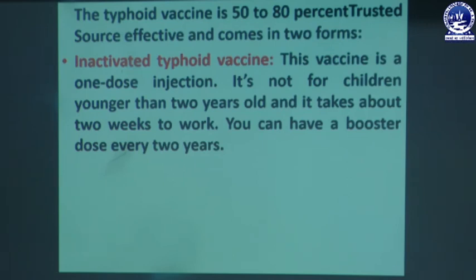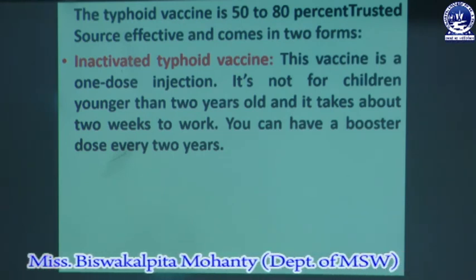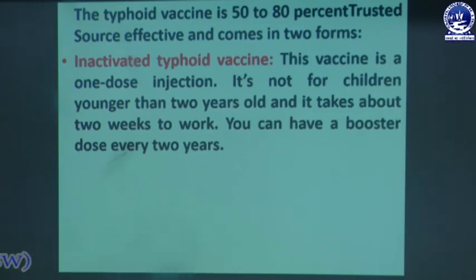The inactivated typhoid vaccine is a one-dose injection, and it takes about 2 weeks for the vaccine to work. You can take a dose of the inactivated typhoid vaccine every 2 years, which boosts your immune system, and through which we can prevent typhoid fever.